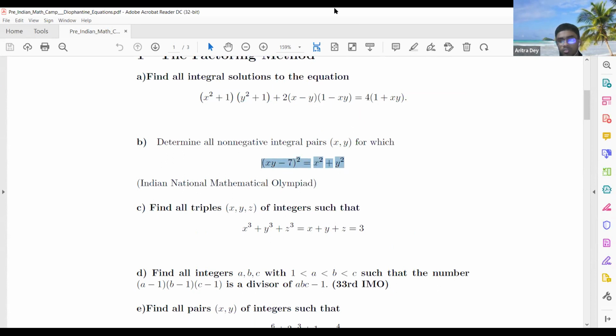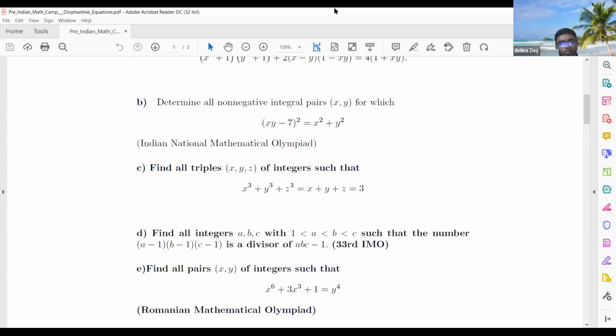Same thing here, we need to again expand it, then again we need to make some different factor, and obviously there is a 7, a prime number, so I need to make a good thing so that 7 goes to one particular side, and that gives us some cases, right? So I'm not going into that.